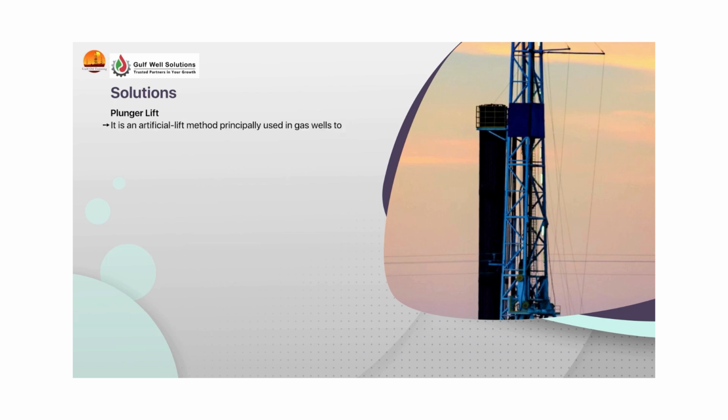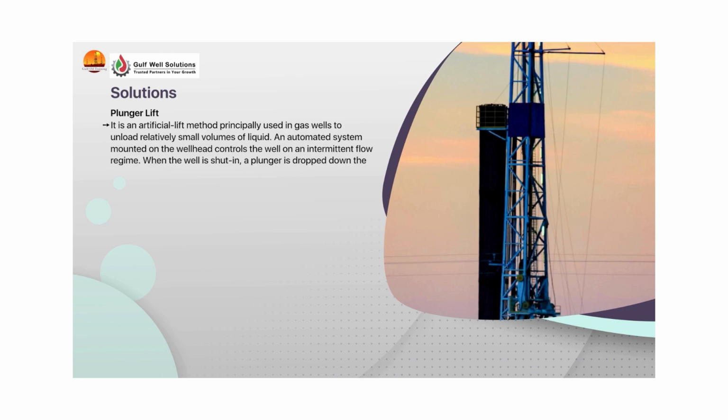Plunger lift. It is an artificial lift method principally used in gas wells to unload relatively small volumes of liquid. An automated system mounted on the wellhead controls the well on an intermittent flow regime. When the well is shut in, a plunger is dropped down the production string.